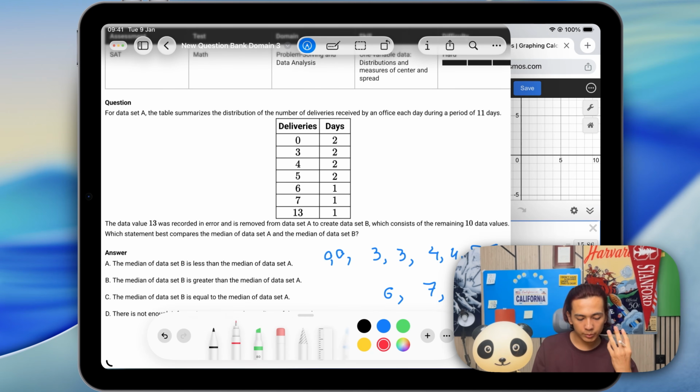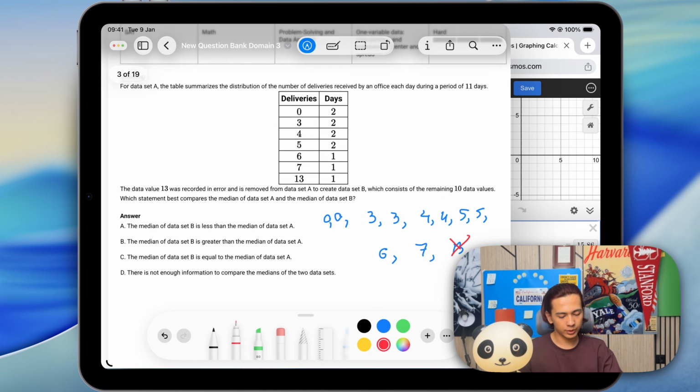Which statement best compares the median of dataset A and the median of dataset B? So we're comparing the median. If I had to guess before looking at the options, it would probably be equal. The median does not change, because in statistics, the median is a resistant measurement. It's a center measurement. But let's see.